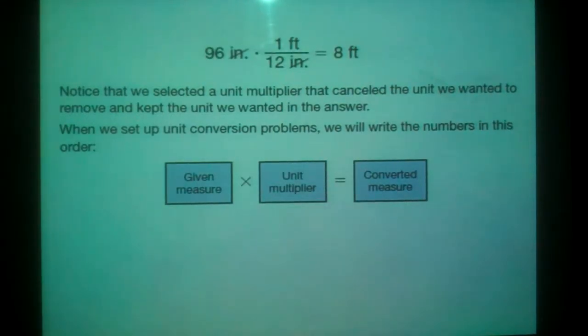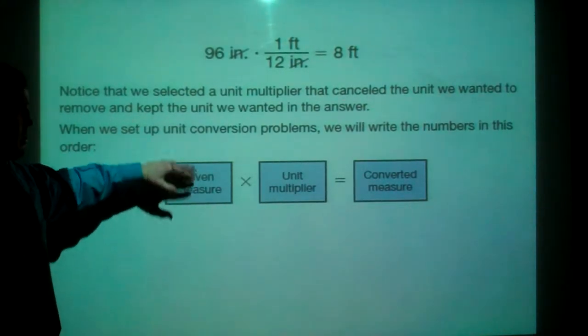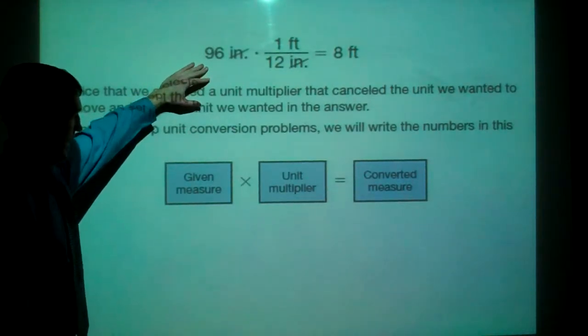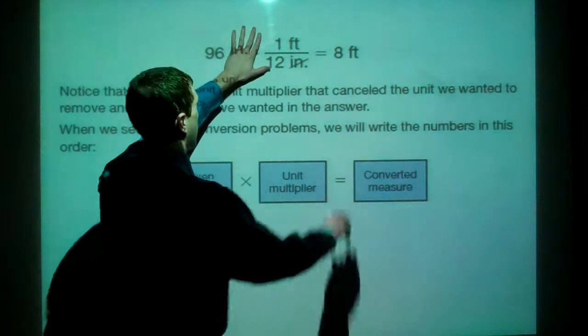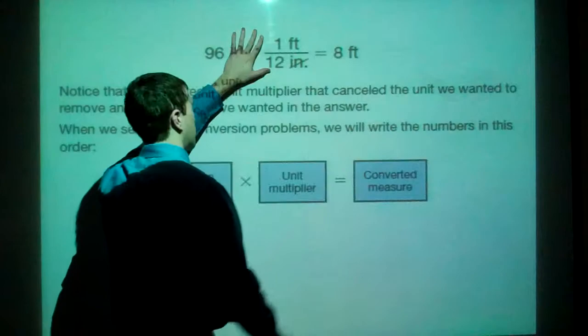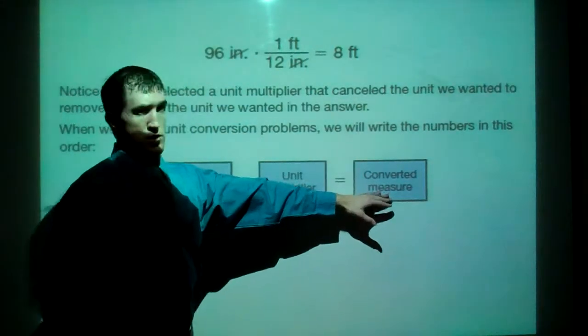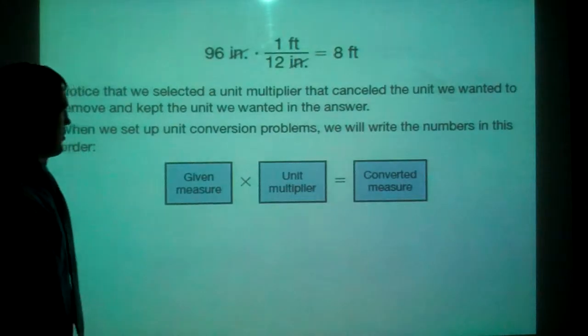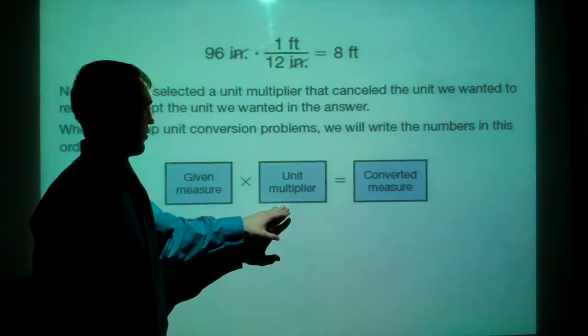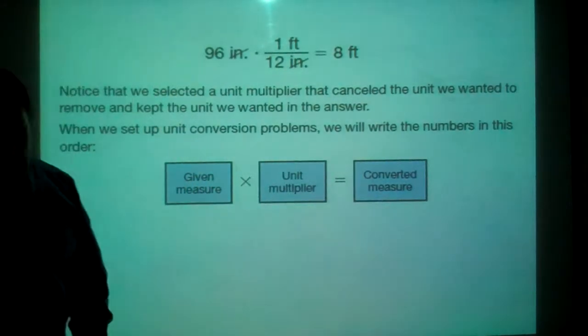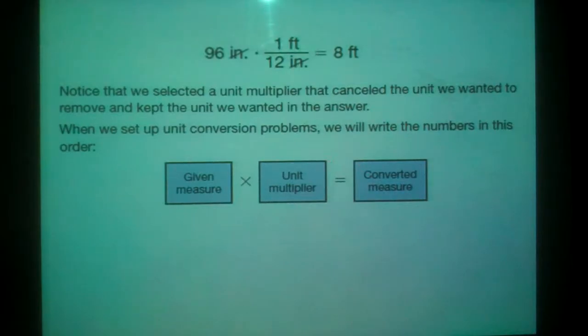Okay, so as I said before, we have this certain way of setting things up. We want to start with the given measure. For instance, they gave us 96 inches. And we're going to use a unit multiplier. We're going to get rid of inches. Here's our unit multiplier right here: 1 foot over 12 inches. And we want to get to the converted measure, feet. So there we started. We went 96 inches times 1 foot over 12 inches, and that got us to 8 feet. So this is the form that we're going to use to do this.